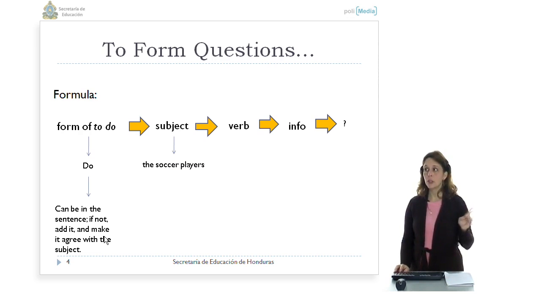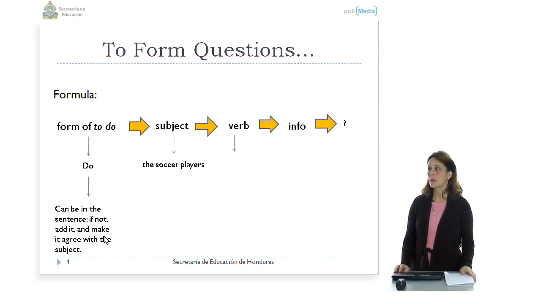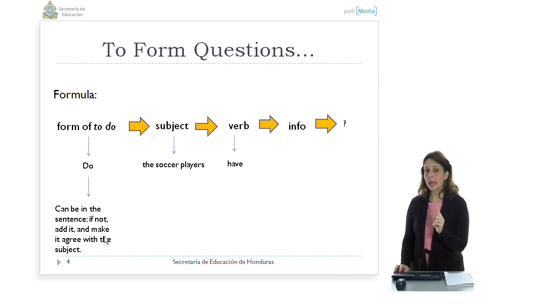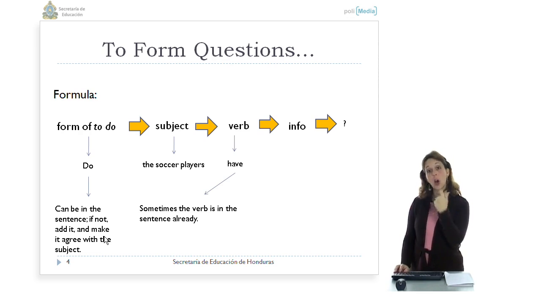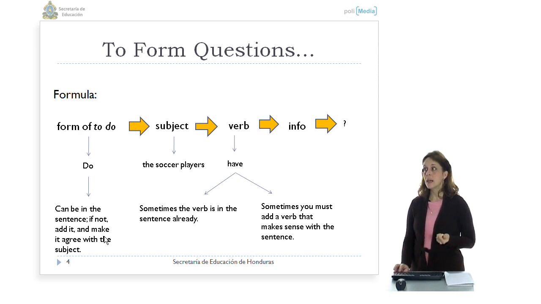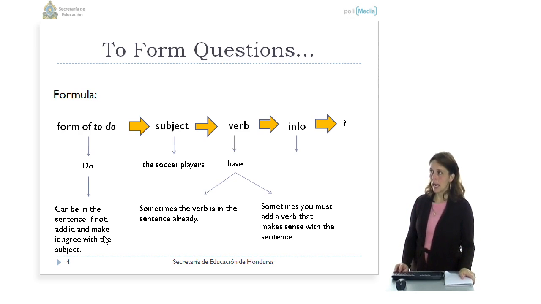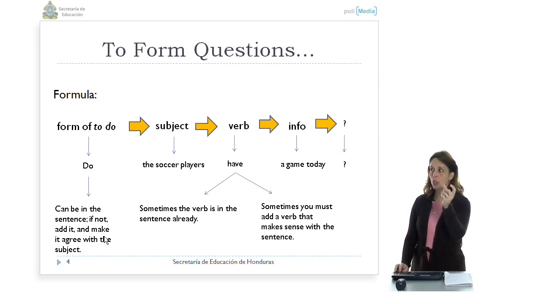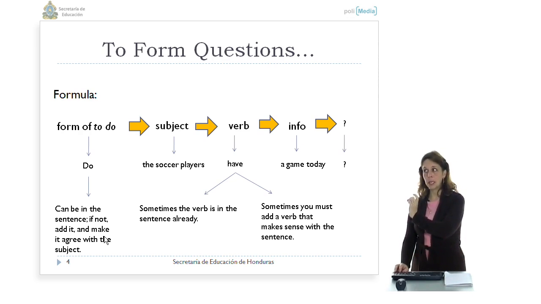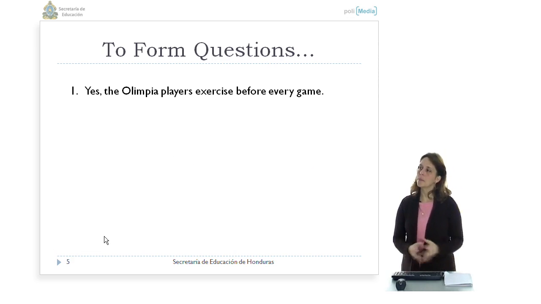Then the subject, the soccer players, then a verb, have. Now, again, sometimes that verb is already in the sentence. Sometimes you have to add a form of a verb that makes sense in the sentence, and we'll see that in a minute. Do the soccer players have a game today? Question mark. Let's look at some more examples.